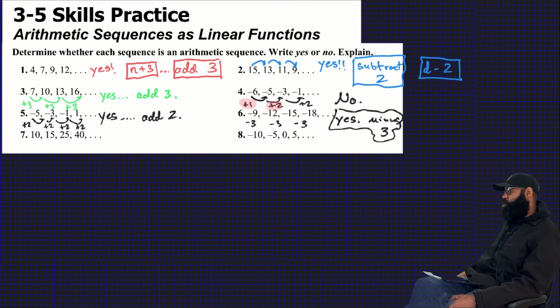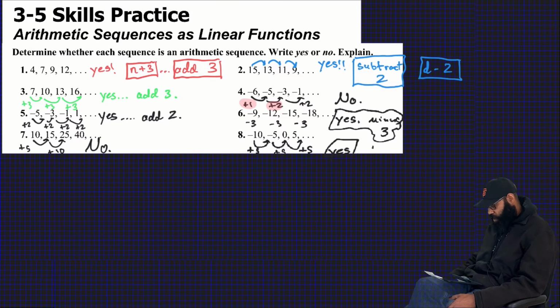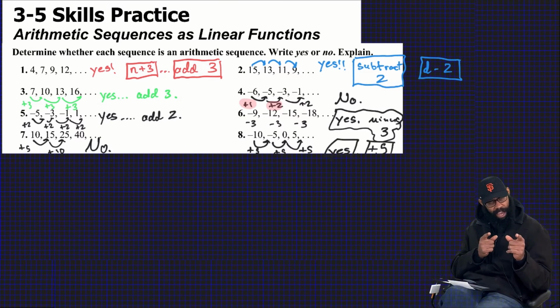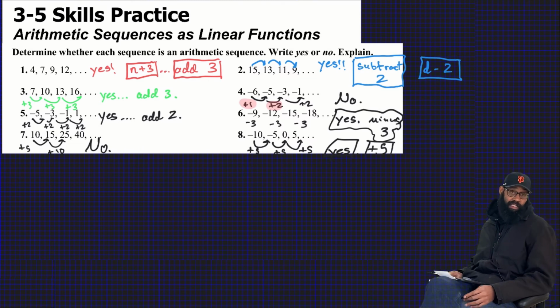Subtracting 3, so yes, minus 3. And guys, we got 2 more before I decide to move on. So for number 7, 10, 15, 25, 40, what? 10, 15, that's plus 5. And then 15 to 25 is plus 10. And then 25 to 40, that's what? Plus 15? So nah, man, it's got to be the same. For our last one, it looks like add 5, add 5, add 5. Yes, and of course, add 5. That's the rule. That's how I'm explaining it.